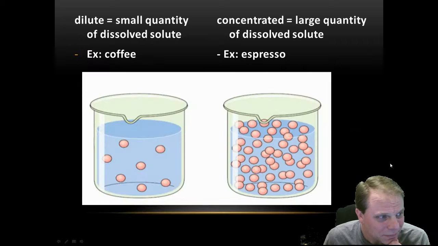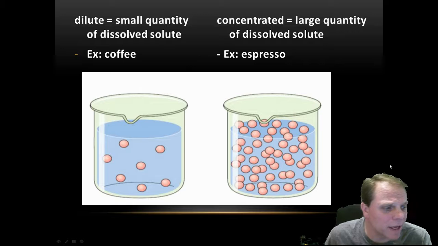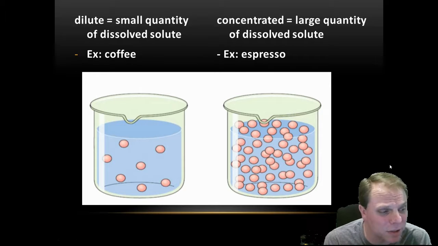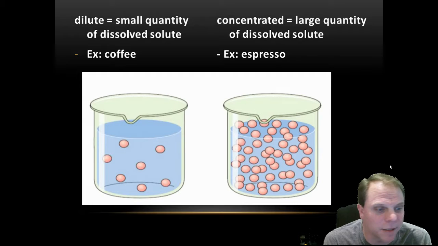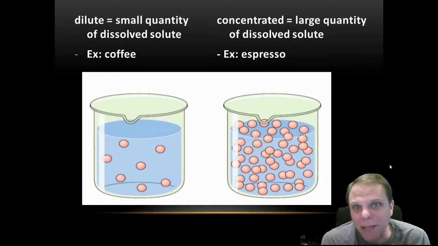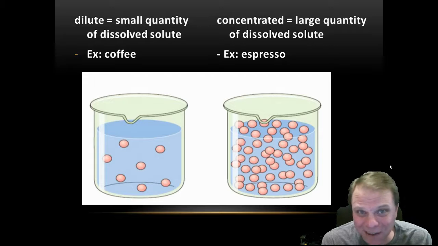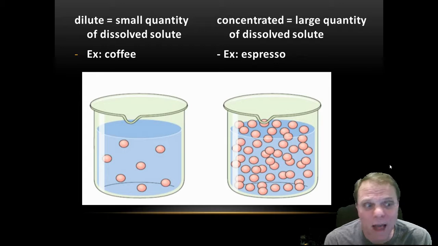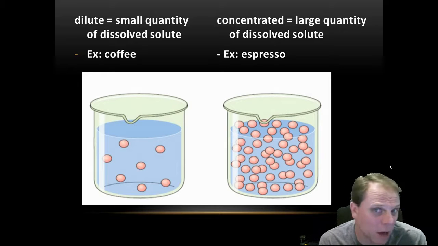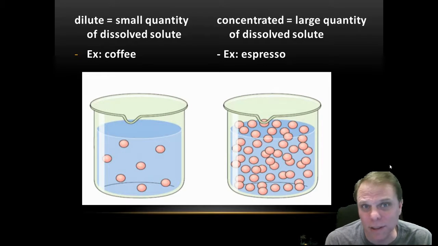All right. So here you have an example with these pictures. You can see over on the left, you've got something that's dilute. It's only got a few of these little particles in it compared to over on the right where you have a lot of these little pink particles, right? An example of this would be coffee. Now, not that coffee is necessarily dilute, but compared to espresso, which has a much greater concentration of caffeine in it, you could say, oh, the espresso is more concentrated, the coffee is more dilute.